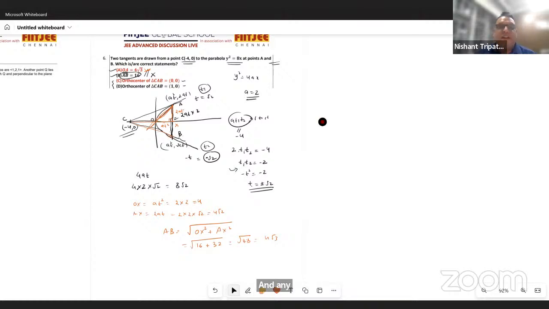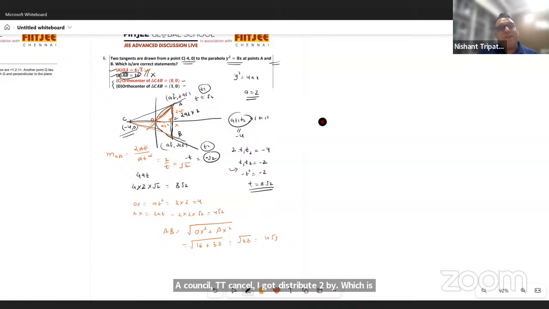So I just had to find out the slope of OA. O is origin 0, 0. A is at², 2at. So slope of OA will be 2at by at². A cancel, t cancel. I got this to be 2 by t, which is nothing but √2.